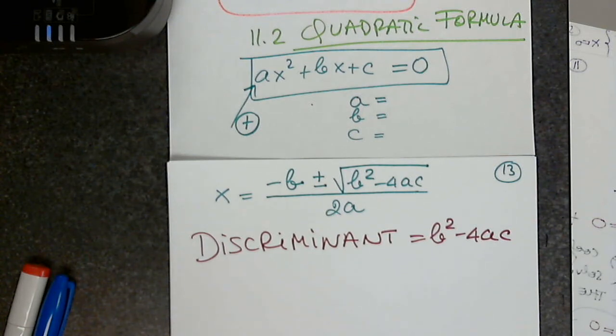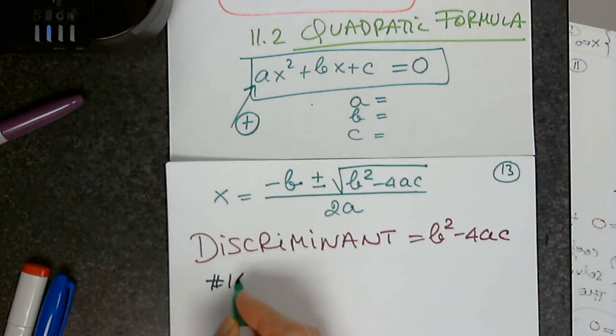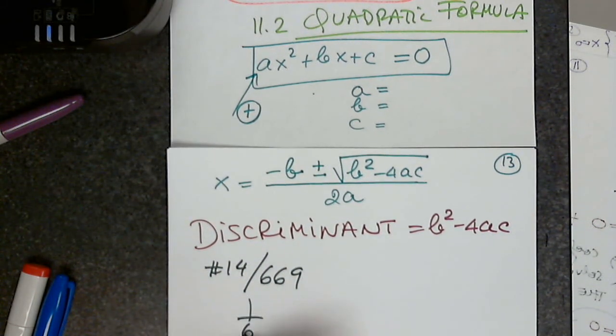Okay, so let's apply. I didn't forget we had left an equation hanging, right? The one with b cubed plus 1. Now we can solve it, but let me pick another couple of problems first, and then we'll go back to that one. Let's say 14 on page 669. 1/6 x squared plus x plus 1/3 equals 0.